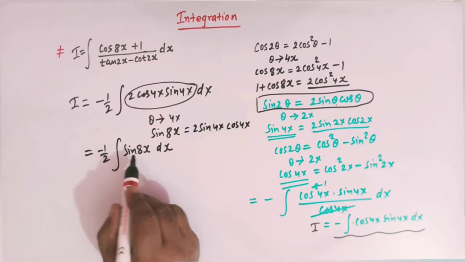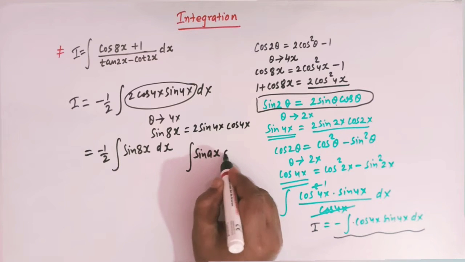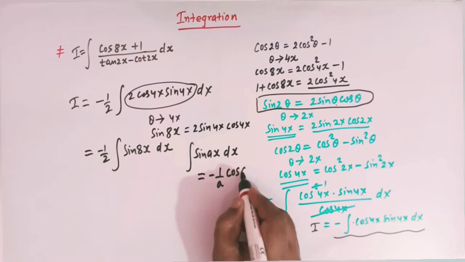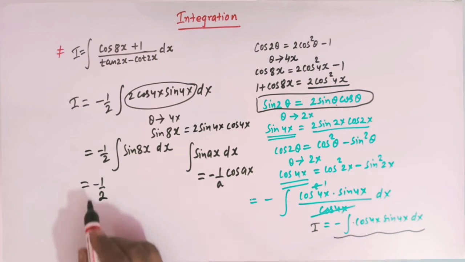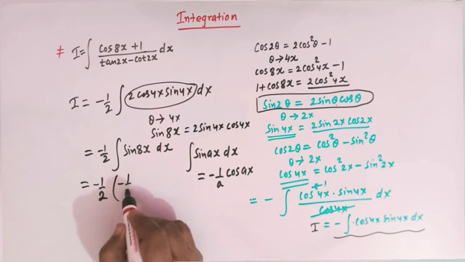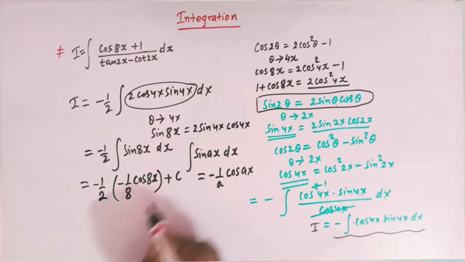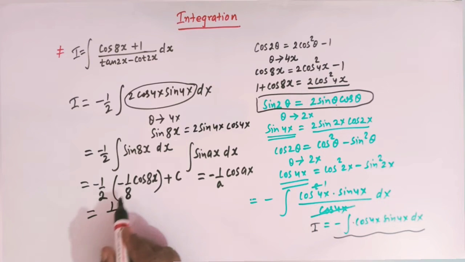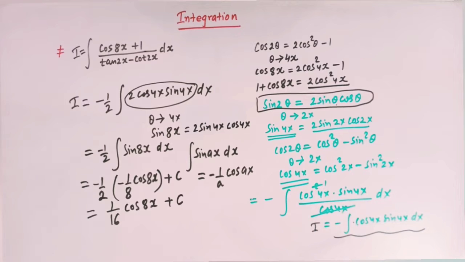And now this is a known integral, and we know that the integral of sin ax is equal to negative 1 over a cos of ax, right? So now we can write minus half, and here we have minus 1 over 8 cos of 8x, and c is the constant of integration. So we have minus minus plus, so we have 1 over 16, 2 times 8 is 16, so we have cos of 8x plus c, right?